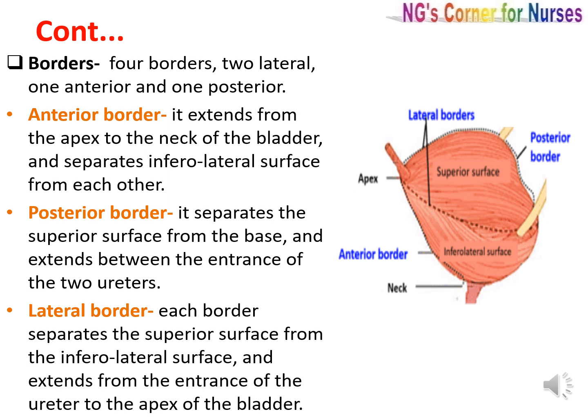It separates the superior surface from the base and extends between the entrance of the 2 ureters. Okay. Next is the lateral border. Each border separates the superior surface from the inferolateral surface and extends from the entrance of the ureter to the apex of the bladder.